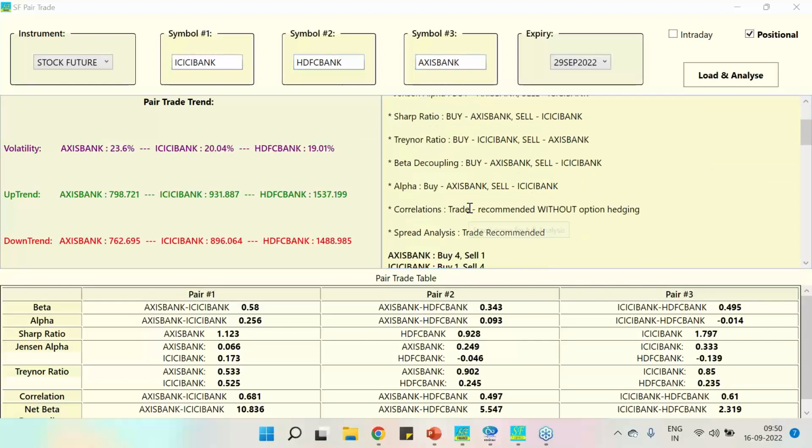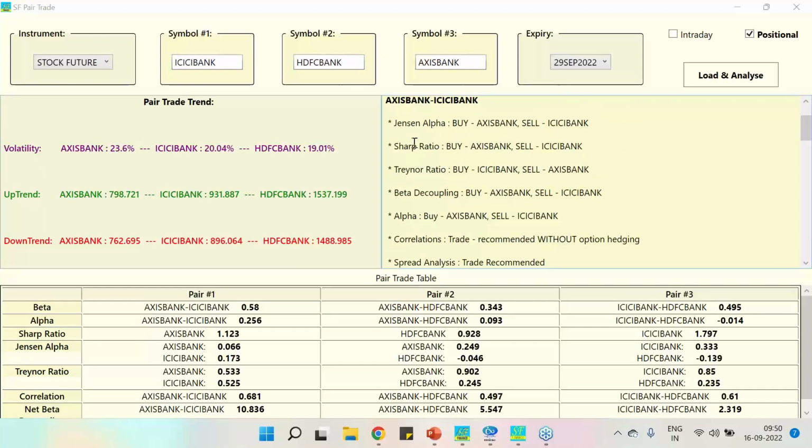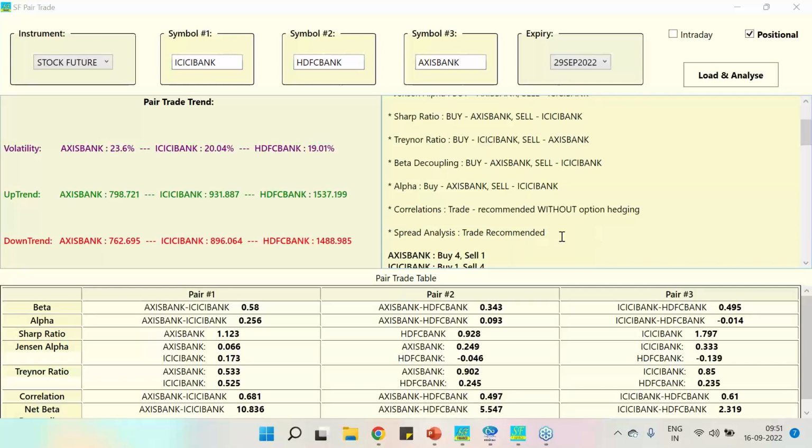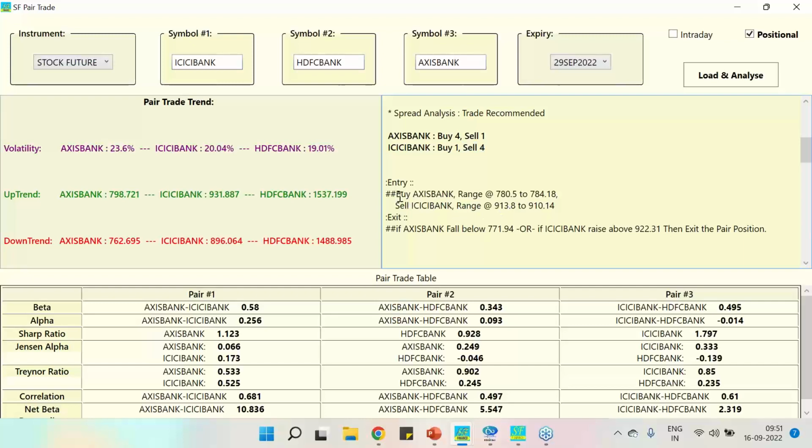So if I say ICICI, HDFC and Axis, you can see here we have given a clear analysis. Beta decoupling is suggesting buying Axis, selling ICICI. Treynor ratio, Sharpe ratio, Jensen's alpha, correlation, and we have taken the spread. Out of 5 studies, 4 studies are telling buy Axis and sell ICICI. Only one study is deviating, so there is a majority. So here buy Axis Bank and sell ICICI Bank, this gives you the exact recommendation.